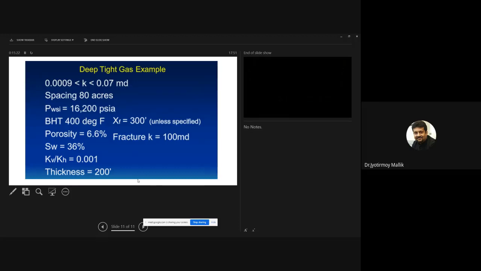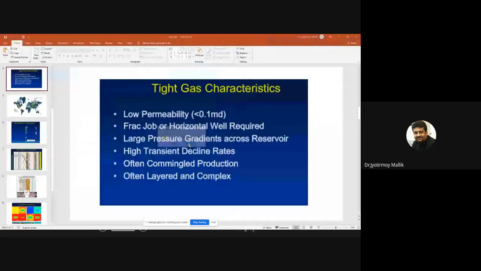Just to summarize, I think we have talked about all of it. It's a very low permeability reservoir, and the drainage area for a particular well is extremely low. So you also need to frac a tight gas reservoir and drill a horizontal well to take the gas out of it.